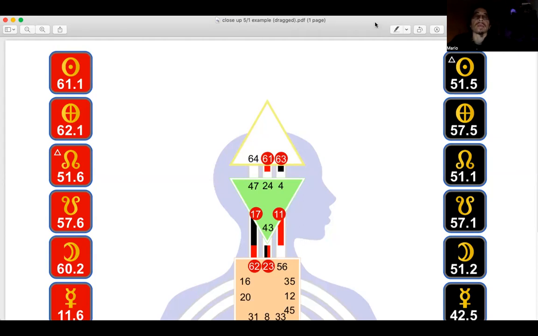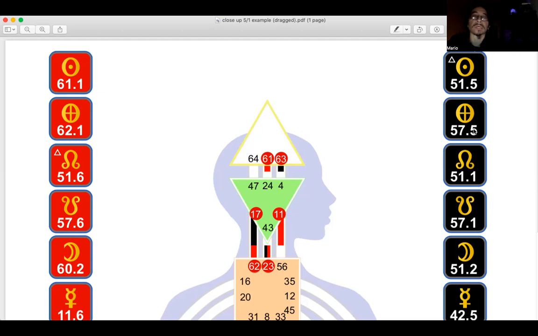This is an example chart, of someone who has their sun and earth on the personality side. That's over here where my cursor is. They have it in gates 51 and 57, but more precisely, they have the sun and earth in line 5.